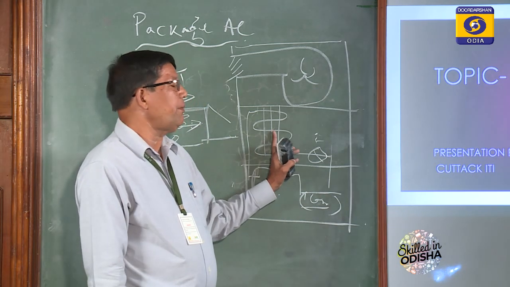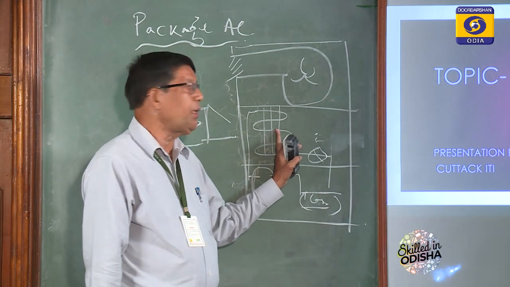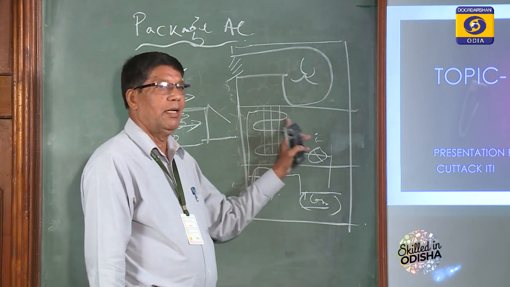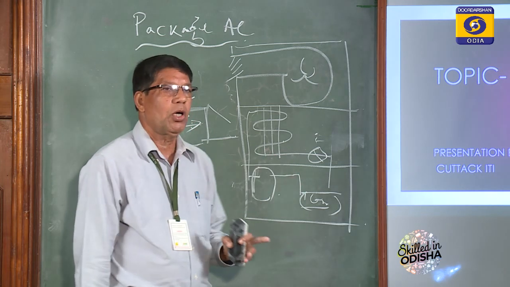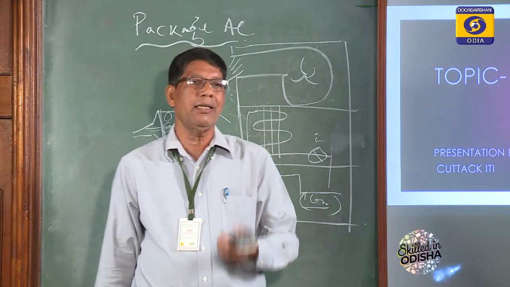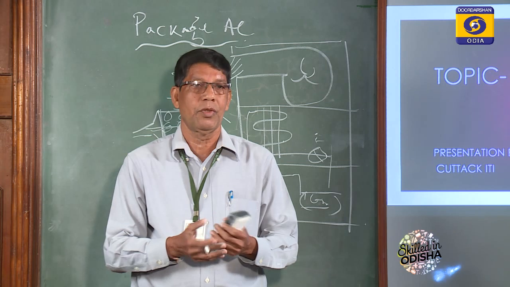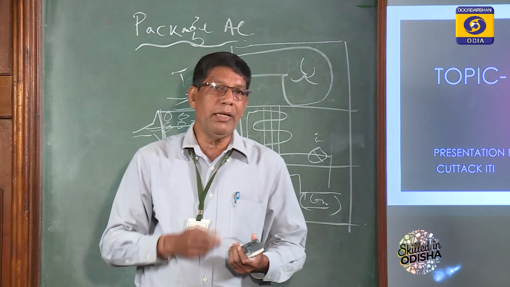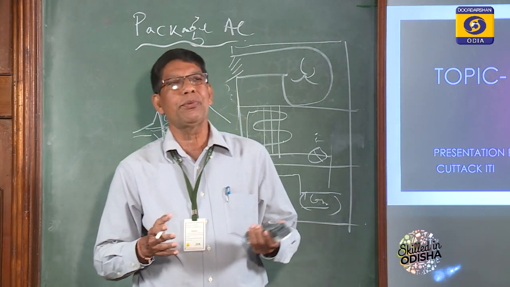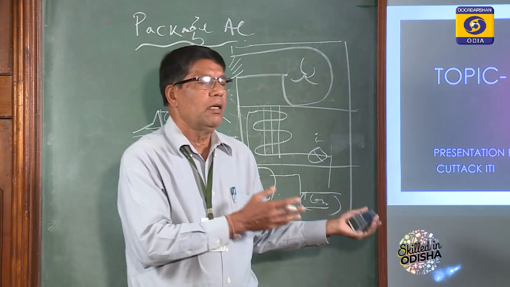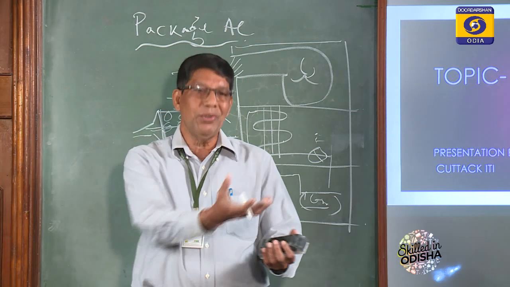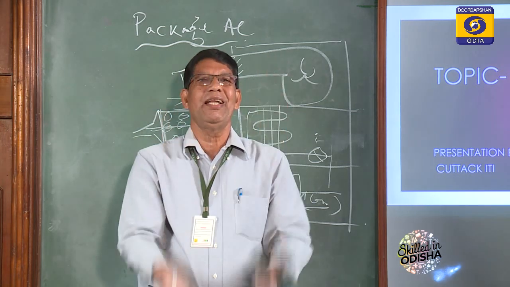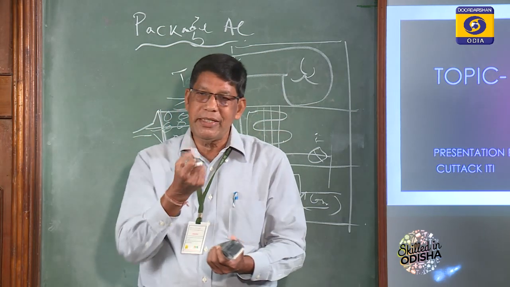Then in the evaporator, there is a fin and tube type evaporator. Inside the tube, the low pressure refrigerant flows. Its boiling point is approximately minus 40 degree Fahrenheit. When there is load, it will evaporate all of a sudden by absorbing the heat.